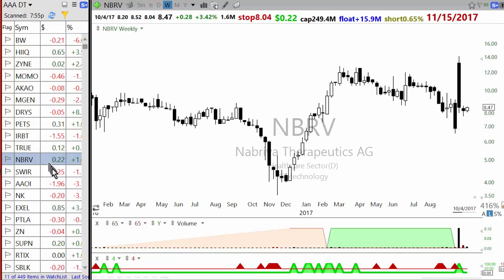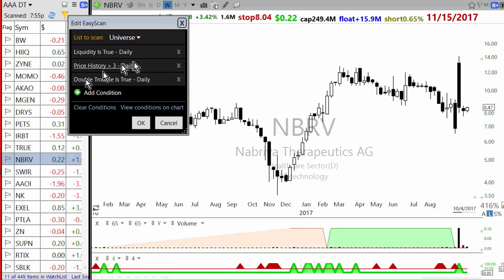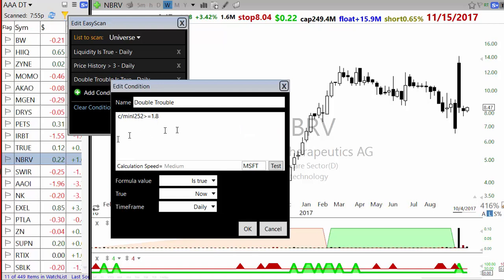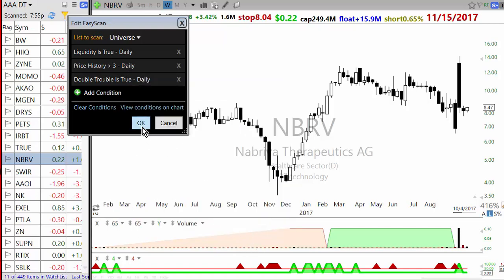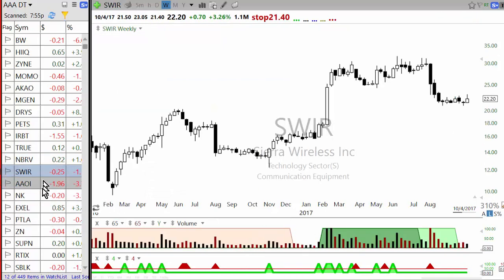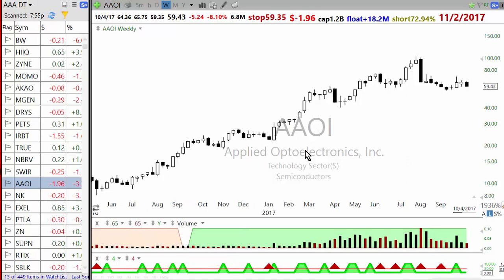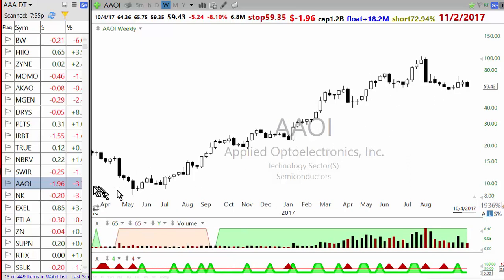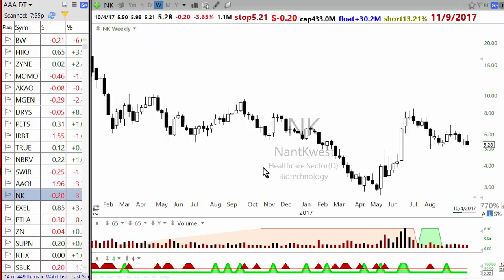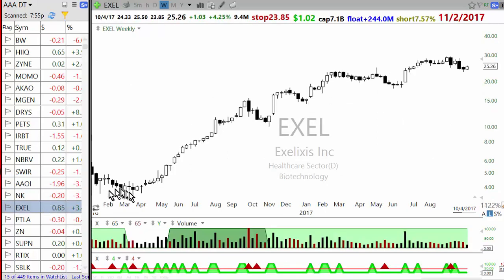Now how do you scan for that? I would say simple: liquidity is 2, price is about 3, double trouble, which is C by min low 252 greater than 1.8, and then you have to go through each one of them. Because things are not going to move so rapidly, you can do it on a weekend and then keep on updating the list on a daily basis.